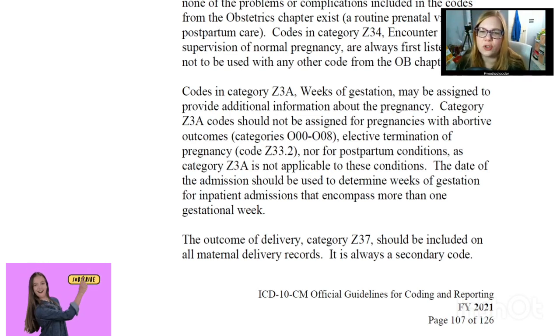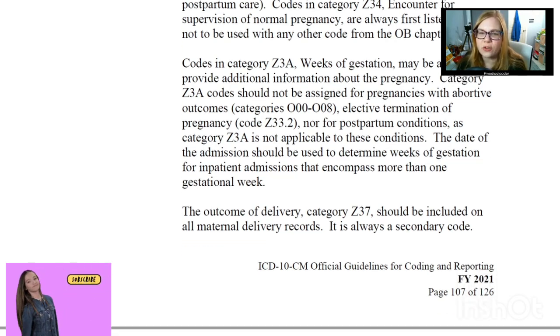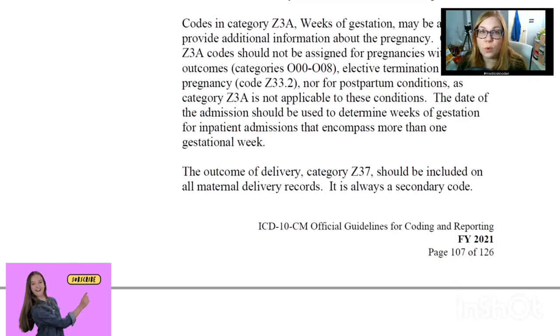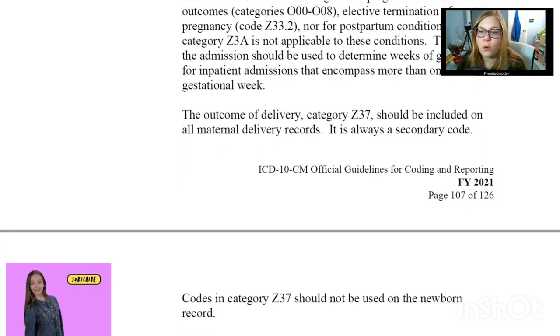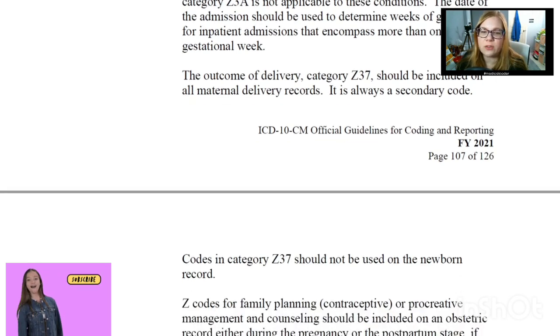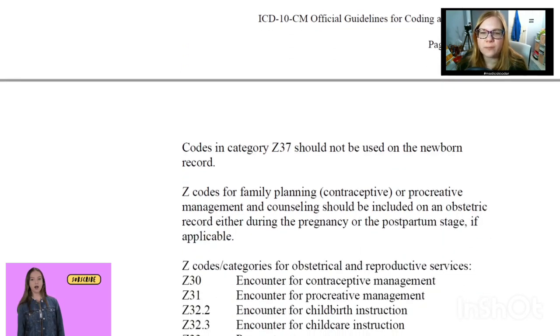The date of the admission should be used to determine the weeks of gestation for inpatient admissions that encompass more than one gestational week. The outcome of delivery, which is category Z37, should be included on all maternal delivery records. It is always a secondary code. Codes in category Z37 should never be used on the newborn record. They go on the mom record.